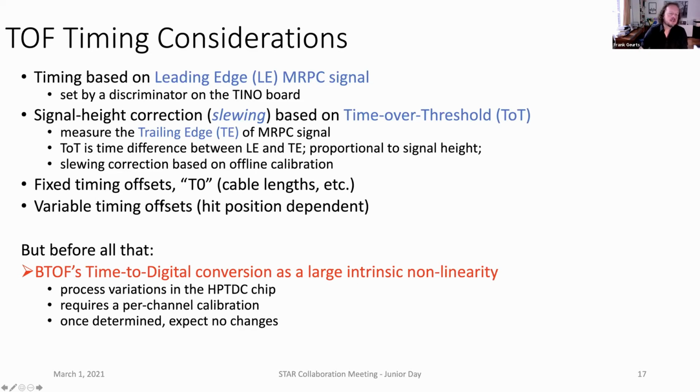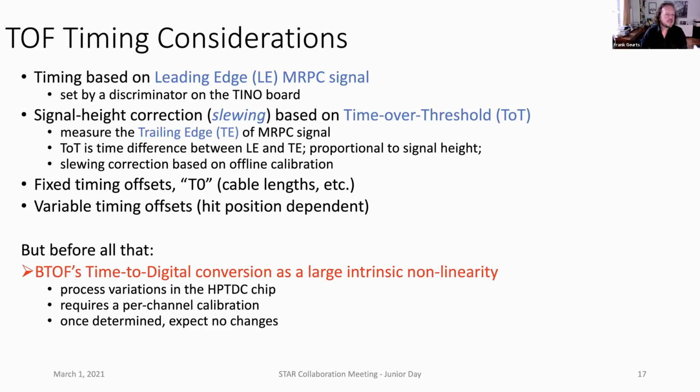Now, that's one thing. Signal height is an important consideration when you deal with TOF timing. The other is, of course, that none of these cables are exactly the same, and some signals travel longer than others. So there are all kinds of timing offsets that we collectively group here under T0s. Cable length, like I said, is one of them. But there are also other more variable timing offsets that you can correct for, and this is what we'll soon see we refer to as hit position dependent corrections.